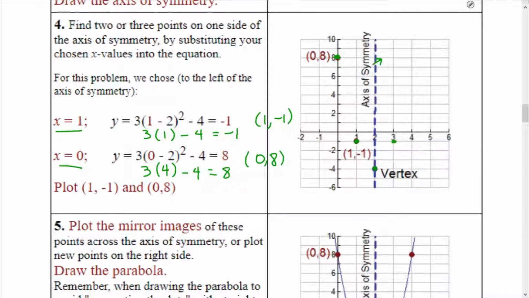So I go on the other side, 2, and this point right here must also be on my parabola because it's symmetric. And then I can connect the dots with a curve and I have that kind of a curve. Okay, and that's a sketch.